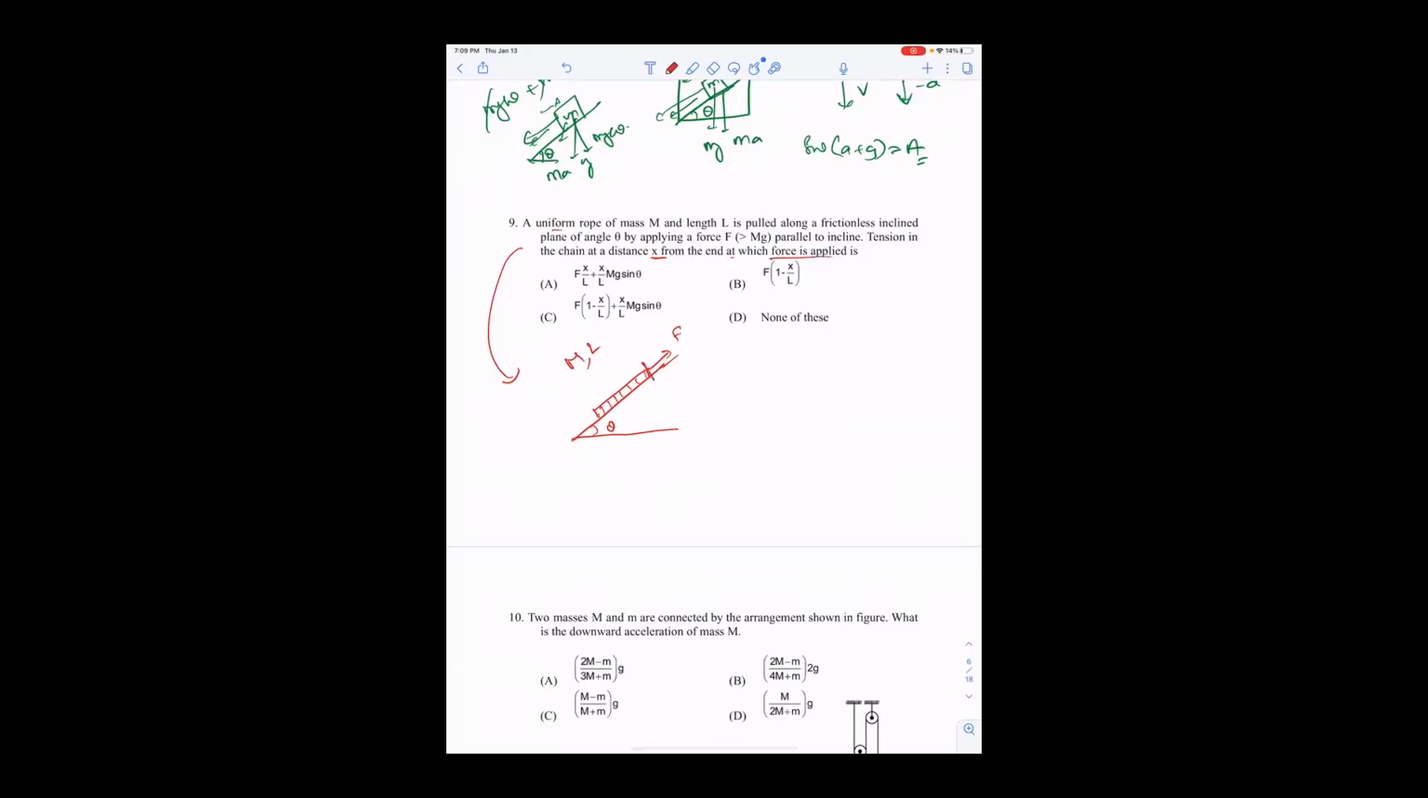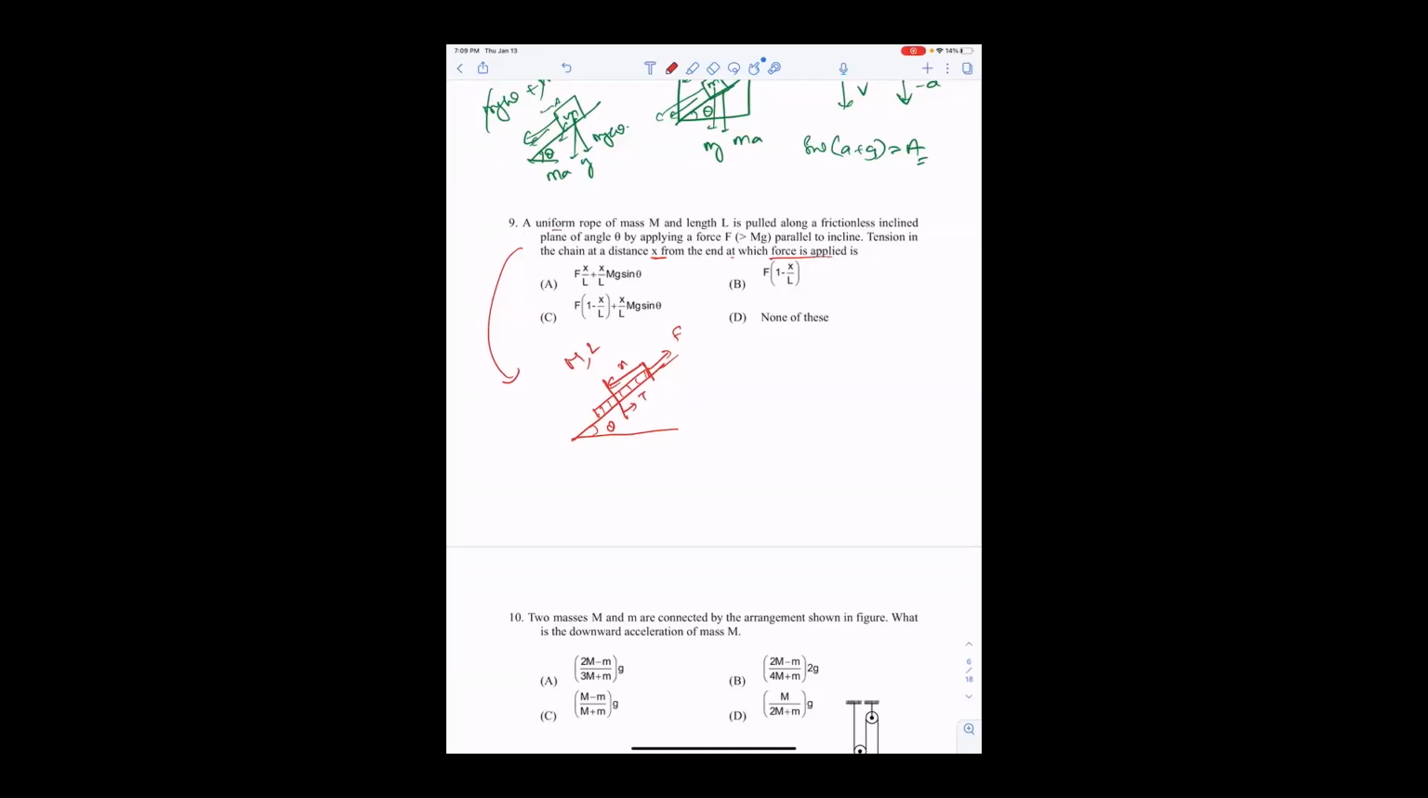Tension in the chain at a distance x from the end at which force is applied. So I'm applying force F here. So x from here, he's asking what is the tension here. This is the question. I hope you understood this question. So I have converted the question into a diagram. It's like a doctor, right? You have to read the problem statement and draw the diagram.